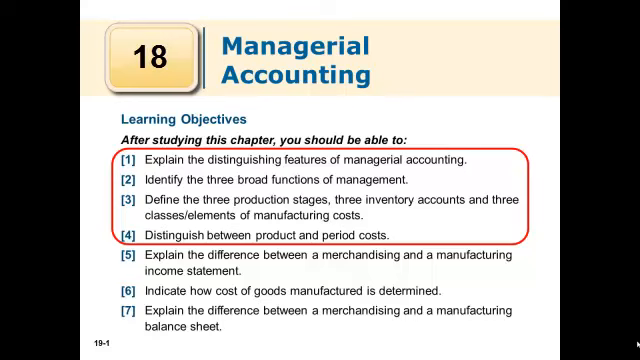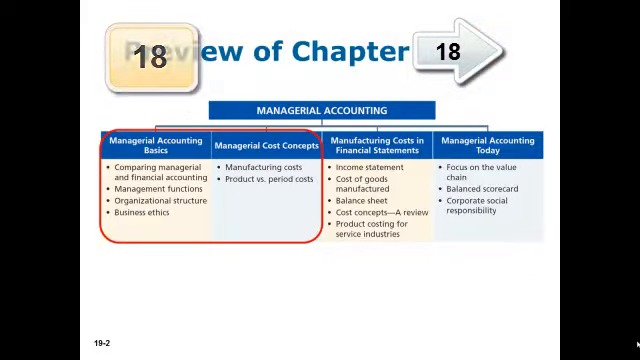We'll define 3 production stages with corresponding inventory accounts and 3 classes or elements of manufacturing costs, and contrast product costs from period costs. We'll concentrate on the topics indicated and save the rest for an additional discussion.